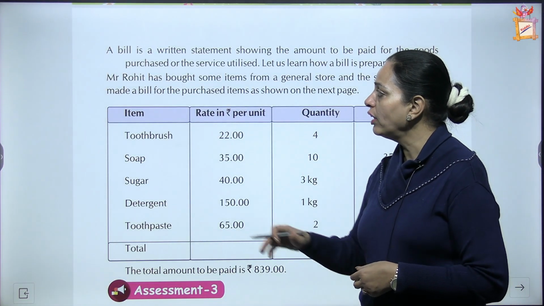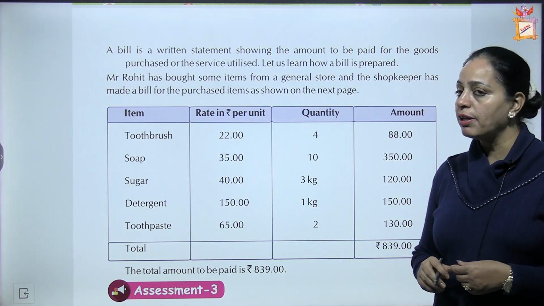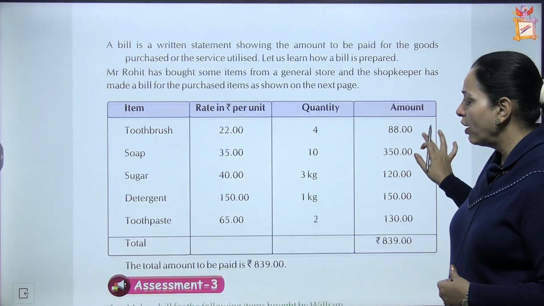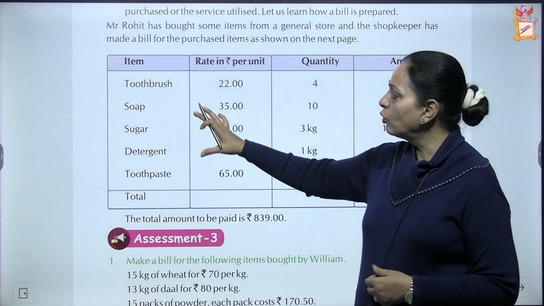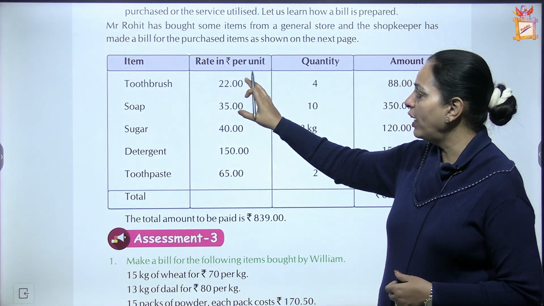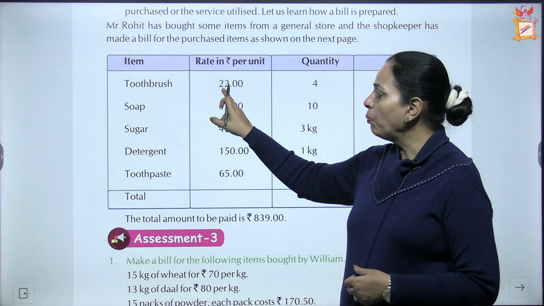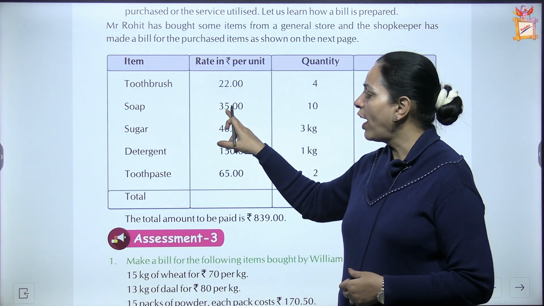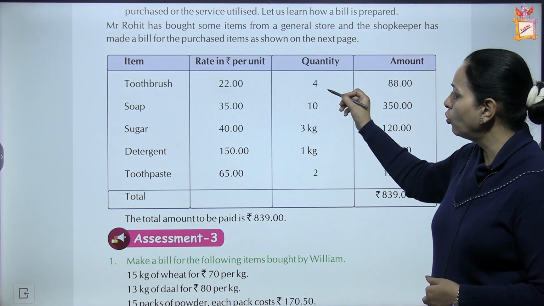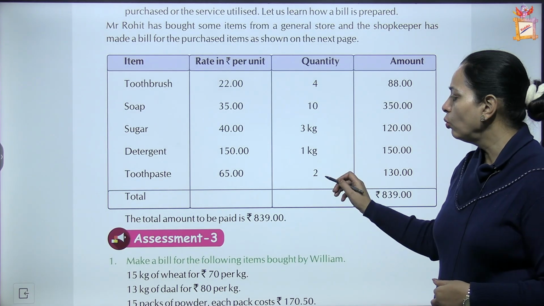See, Mr. Rohit has bought some items from a general store and the shopkeeper has made a bill for the purchased items as shown on the next page. So here, see, items: toothbrush, soap, sugar, detergent, toothpaste, and here rate in rupees per unit, यानी 1 unit का rate है, like 22 rupees per toothbrush, 35 rupees for 1 soap, right? Now quantity, like 4 toothbrush, 10 soaps, 3 kg sugar, detergent 1 kg, 2 toothpaste.